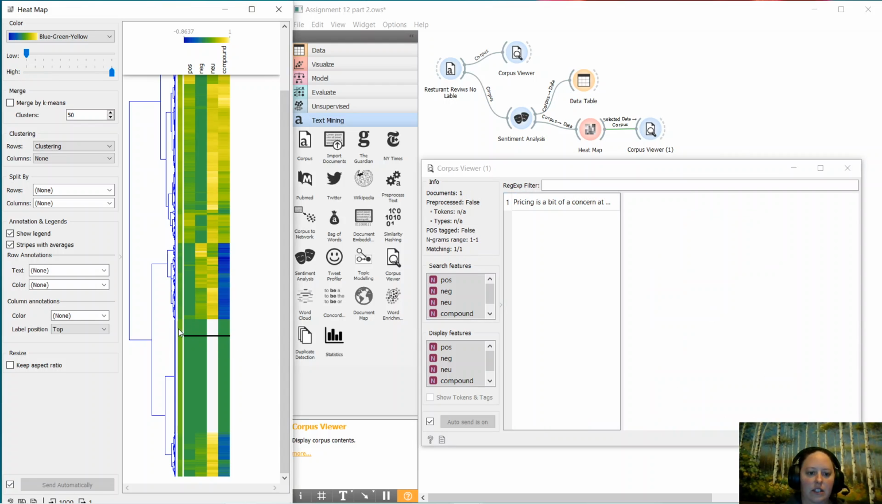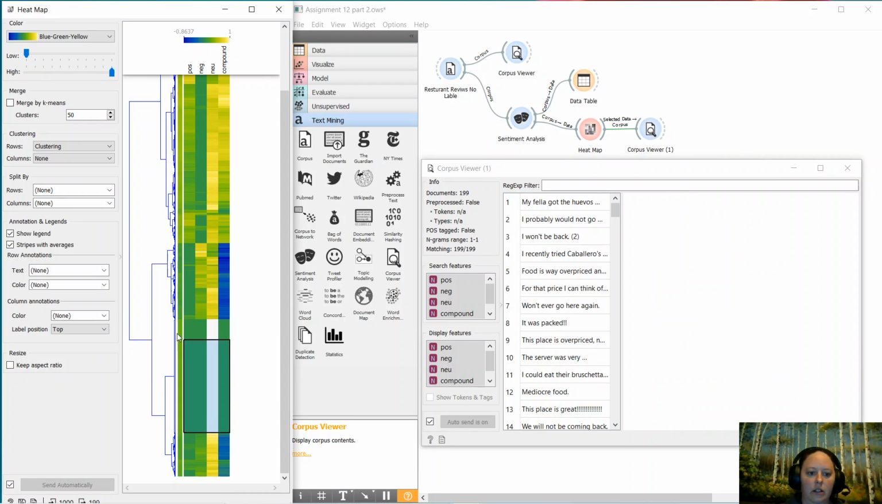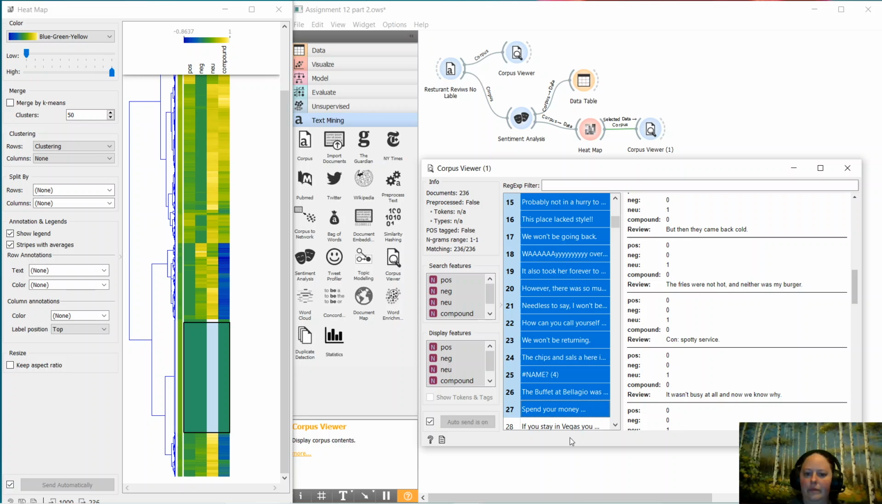All right, let's check out this huge section right here. Boop, not that big one. Maybe this will give us what we're looking for. Boop. These are right in the neutral. So the compound of 0. So it's not positive and it's not negative. But then they came back cold. It's not a complete thought. Maybe that's part of it.